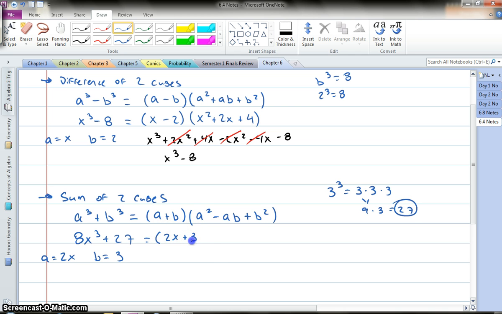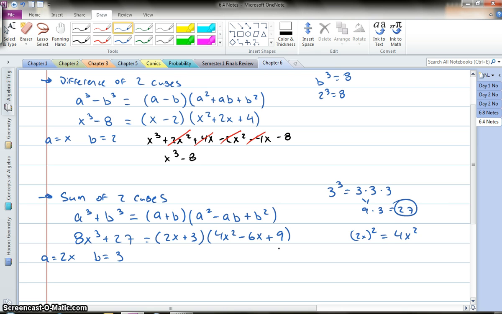2x plus 3, squared. Now, for (2x) squared, you have to take the square of both terms. So it's 4x squared, minus a times b. So 2x times 3 is 6x, plus b squared. So plus 3 squared is plus 9.